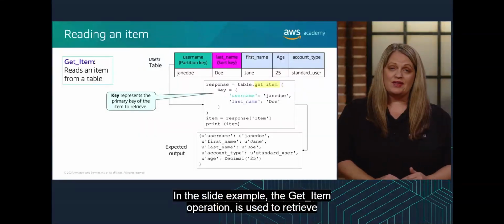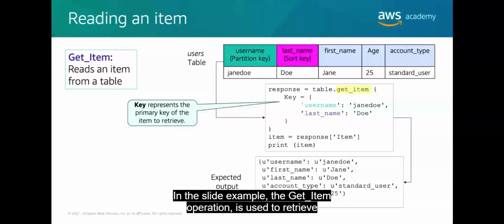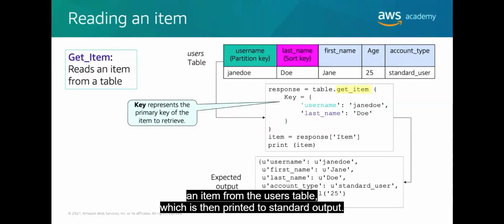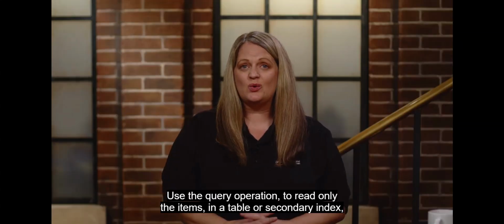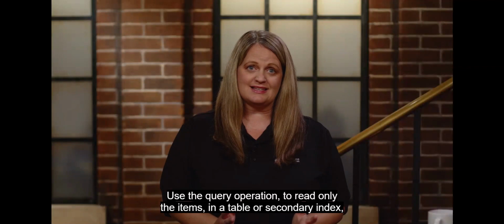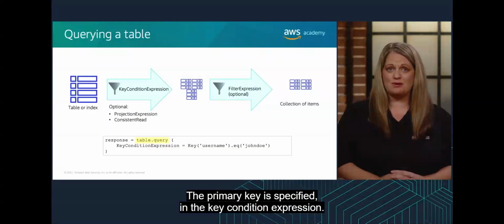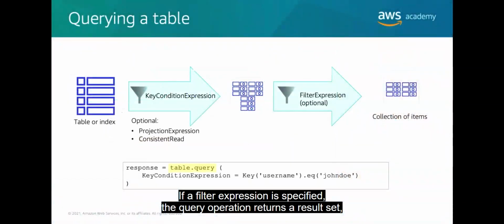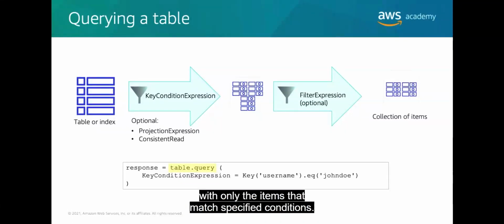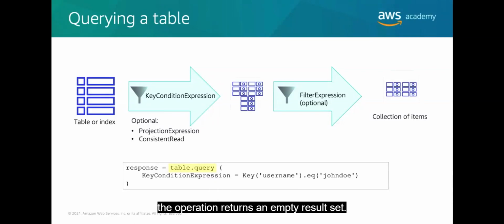In the slide example, the getItem operation is used to retrieve an item from the users table, which is then printed to standard output. The expected result is a JSON object that contains all of the item's attributes. Use the query operation to read only the items in a table or secondary index that match the primary key. The primary key is specified in the key condition expression. If a filter expression is specified, the query operation returns a result set with only the items that match the specified conditions. If none of the items satisfy the conditions, the operation returns an empty result set.